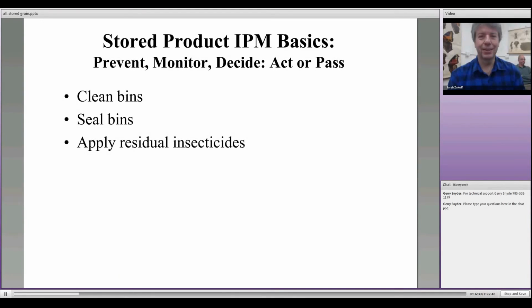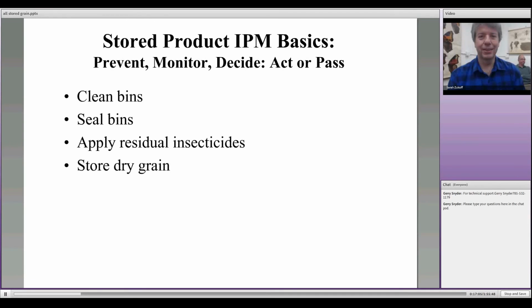Residual insecticides, okay? This is a spray which leaves a residue that can kill insects for weeks to months, and Frank is going to go into details about that. But we would spray residual insecticides on the metal surface of an empty bin. We also might apply it directly to the grain as a grain protectant, and this will be done for high-value grains such as seed. Or if there's some decision that you want to spend the money for that, you may need to treat grain with a residual partway through storage as you move it from one bin to another.